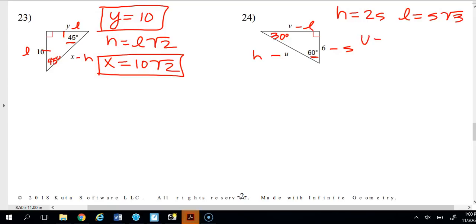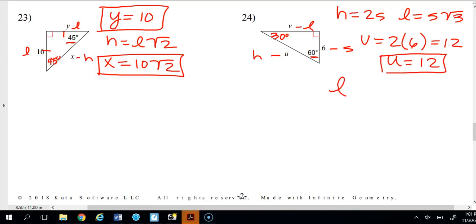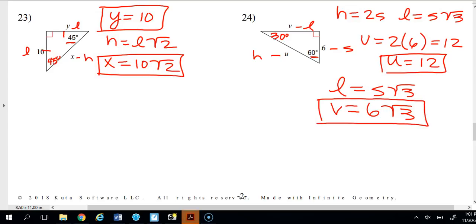So that would be u is equal to 2 times our short leg, which is 6. So this is equal to 12. So u is equal to 12. Then we're going to go for our long leg. And our long leg is s radical 3. So L over there was v. Our short leg was 6 times the square root of 3. So there are our two sides solved for number 24.